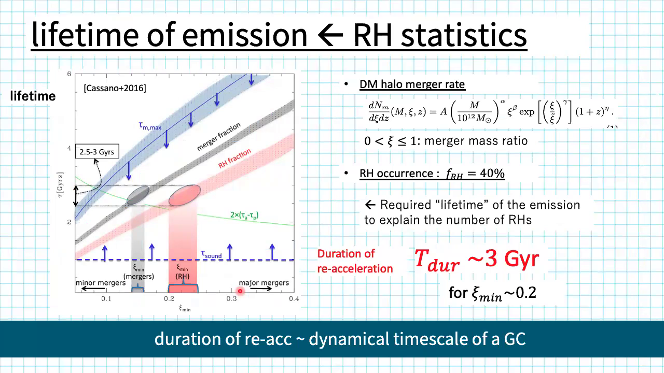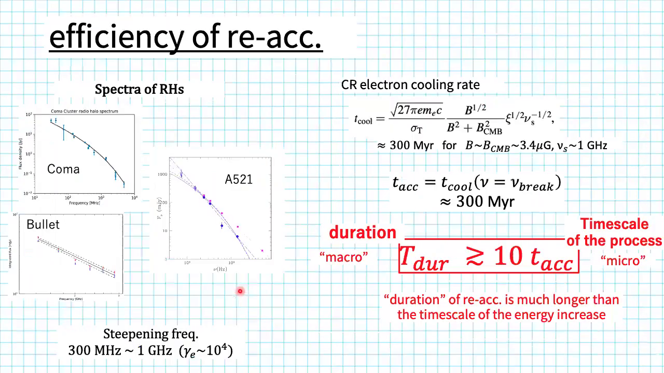And there is a big gap between this time scale and the lifetime of the radio halo. We can guess the lifetime of the radio emission: the merger induces radio emission, and how long it lasts we can guess from the population of radio halos. This is basically on the order of a few to several giga years. So there is a one order of magnitude gap between those two time scales, the macro time scale and the micro time scale.